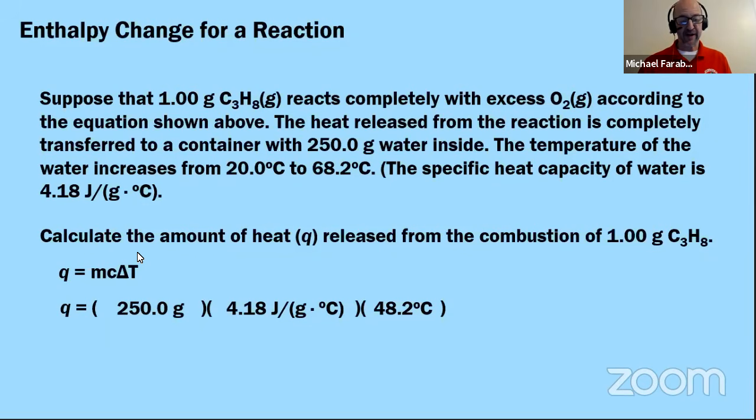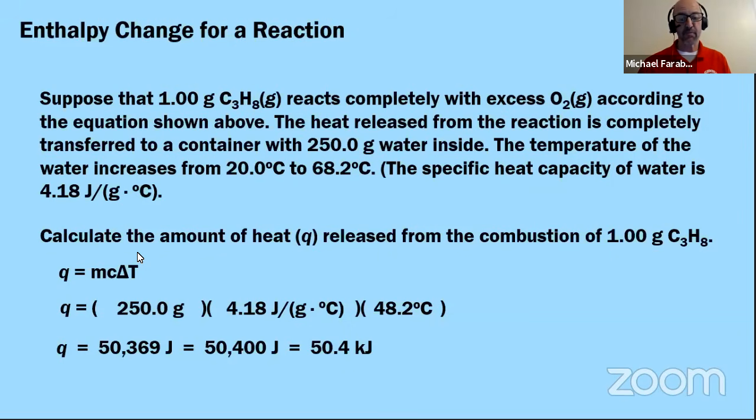I will do this on my calculator. And when I did this, I got 50,369. I rounded this off to 3 significant figures based on the delta T. So 50,400 joules, or 50.4 kilojoules. I'm not worried about the sign being positive or negative. This is just simply the amount of heat released. Now, 1 gram of propane was not used in this calculation, but that is how much propane was burned.